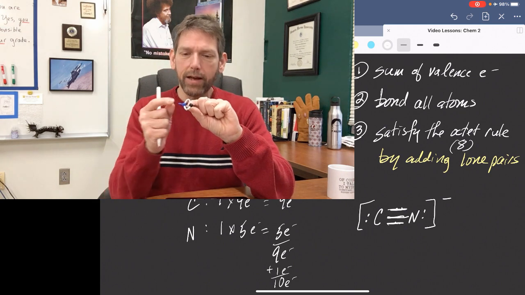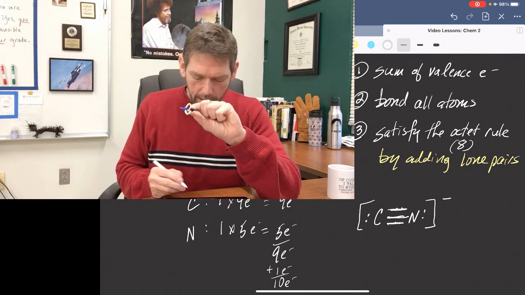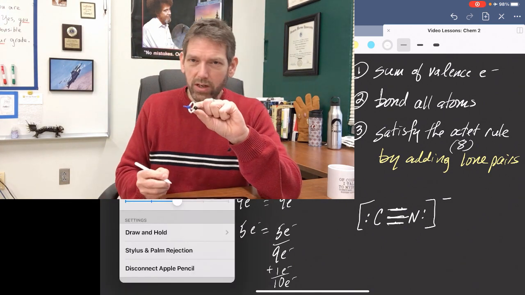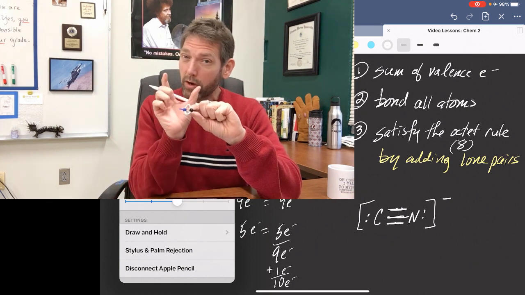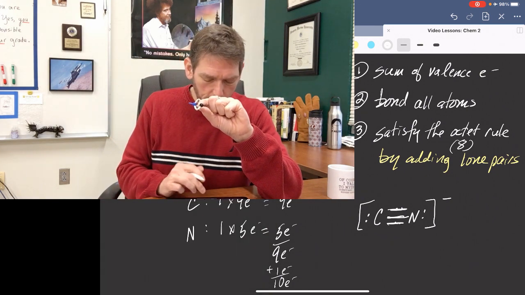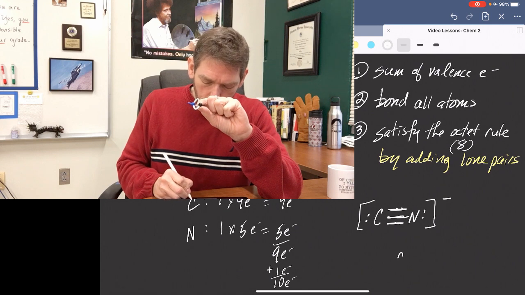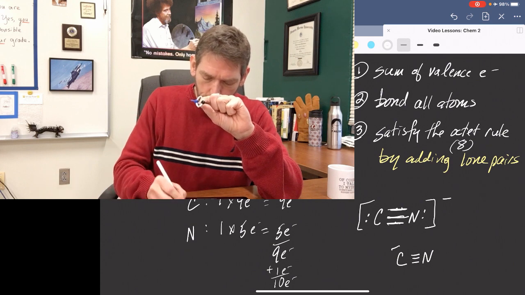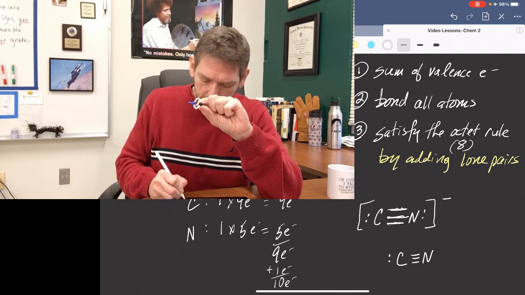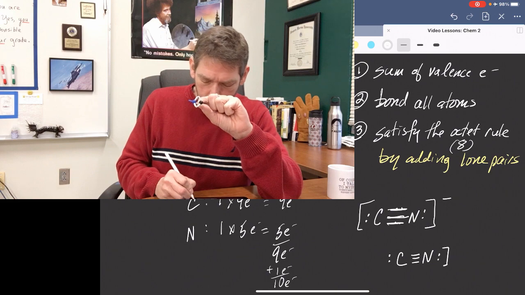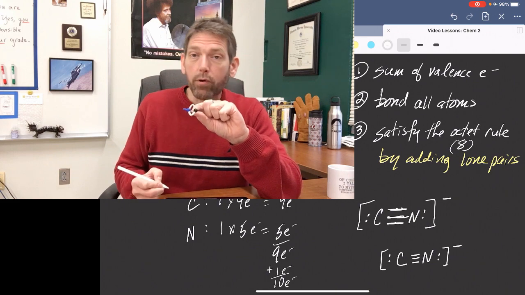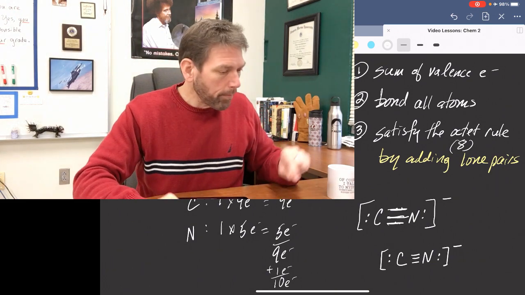Now, you'll notice that I had to bend the bonds, right? And so that means you should see that a triple bond is actually shorter than a single bond. So when we draw this, we really want to go carbon, and we want to show those triple bonds much shorter, because that's what really happens. Put our negative charge back, and we're good to go.